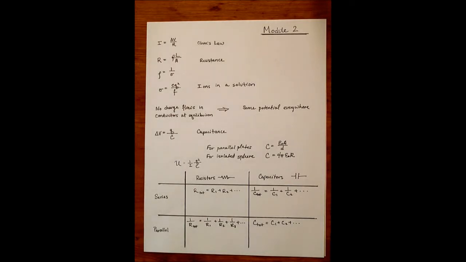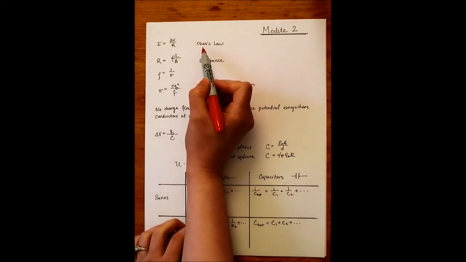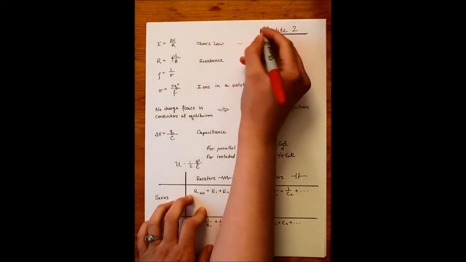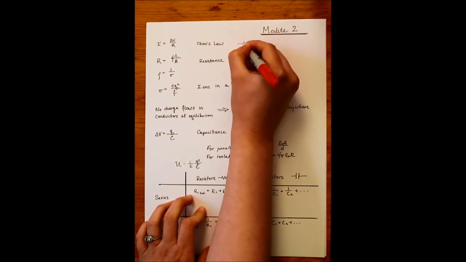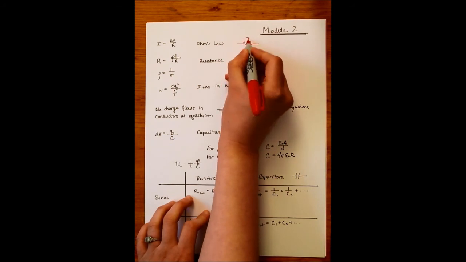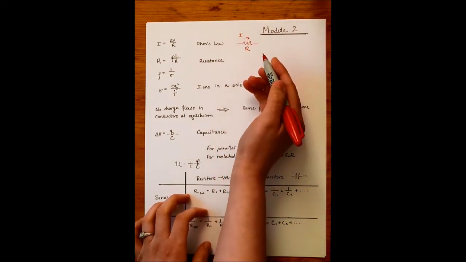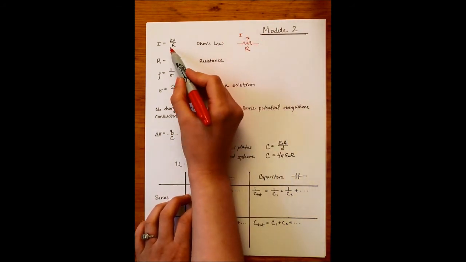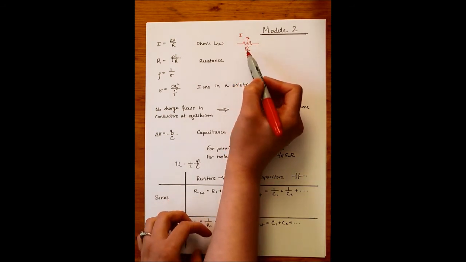Okay, so here's a quick review of Module 2. So the first thing we learned in Module 2 is Ohm's Law. Ohm's Law tells you that if you have a resistor with resistance R, and there's a current I flowing through the resistor, the voltage is just the current times the resistance.